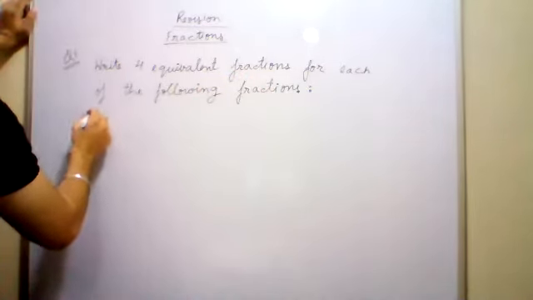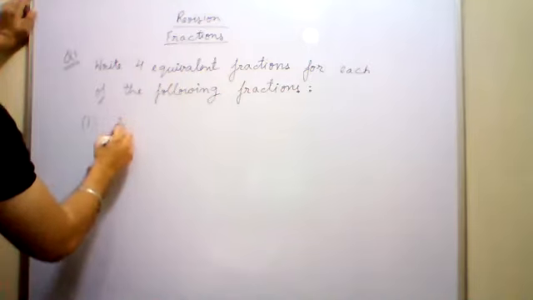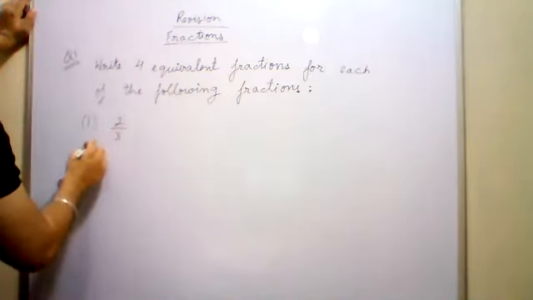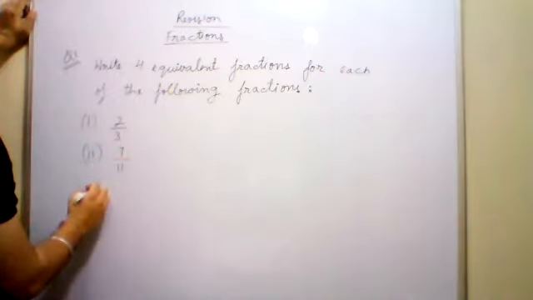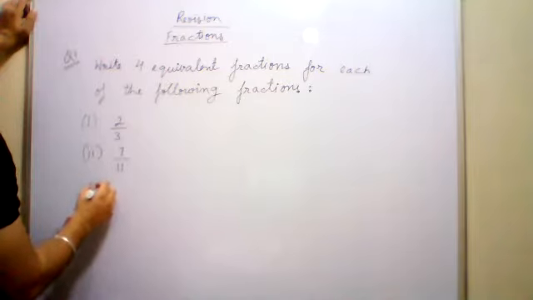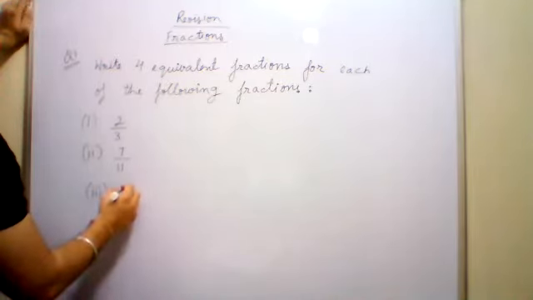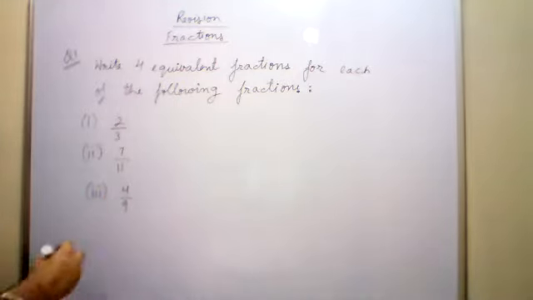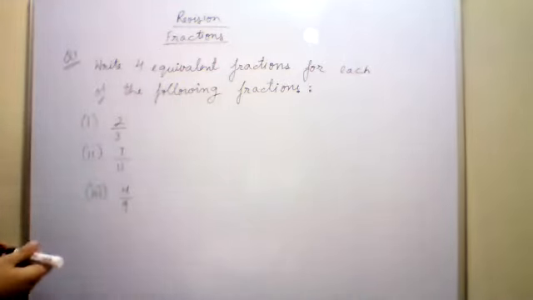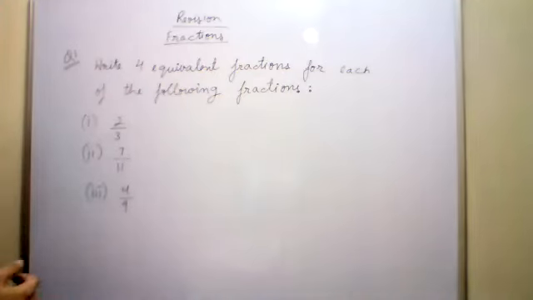So first part, 2 upon 3. Second part, 7 upon 11. And third part of the question, 4 upon 9. You have to write 4 equivalent fractions for each of the following.